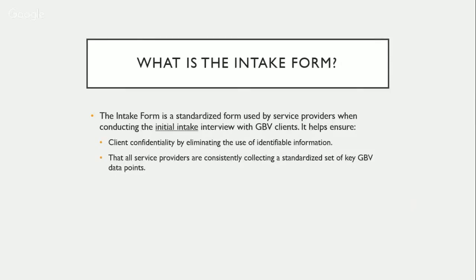What is the intake form? It's a standardized data collection tool used by service providers when conducting the initial intake interview with survivors of gender-based violence. It helps ensure client confidentiality by eliminating the use of identifiable information. And it helps ensure that all service providers are consistently collecting a standardized set of key GBV data points.